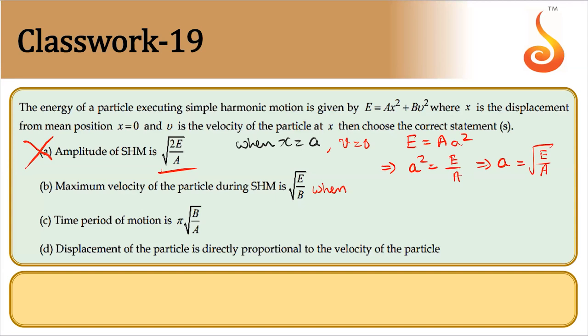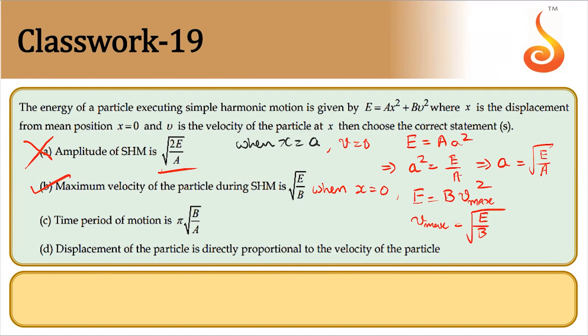Then maximum velocity. Velocity will be maximum when x is equal to 0. When x is equal to 0, what happens to the energy equation? E is equal to b into v maximum square. So v maximum should be equal to E by b under root. So this is correct. Right?